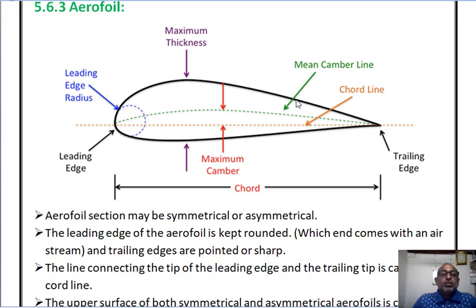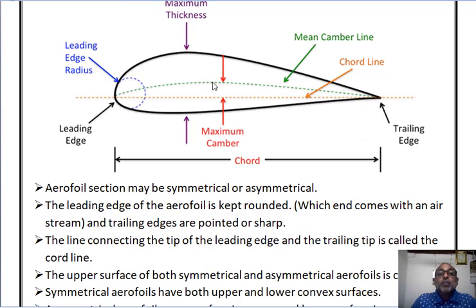Next, the aerofoil. The aerofoil section may be symmetrical or asymmetrical. Here you can see the aerofoil section. The leading edge of the aerofoil is kept rounded, and this end comes within the air stream. The air strikes this rounded surface, and the trailing edge is pointed or sharp. The line connecting the leading edge and trailing edge is called the chord line.